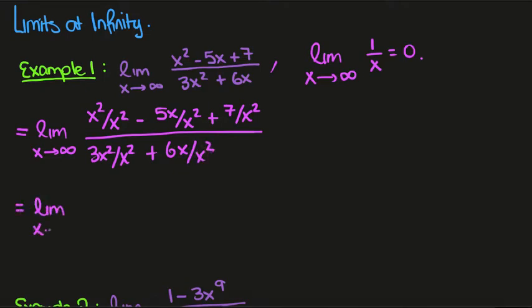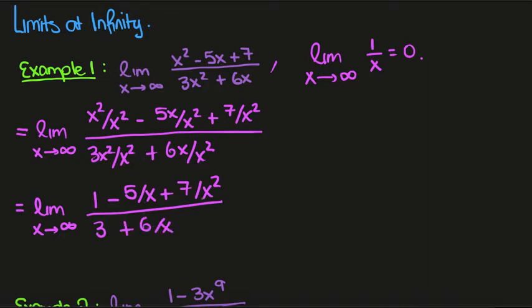Okay, so let's now simplify these. We'll get 1 minus 5 over x plus 7 over x squared, and we'll have 3 plus 6 over x. And now if we use this idea here, what we see is that this term will go away, this term will go away, and that term will go away, and all we'll be left with is 1/3.